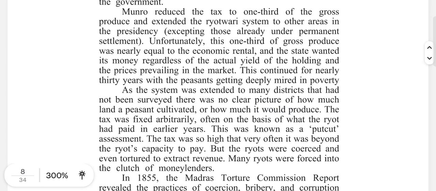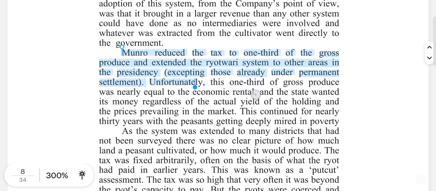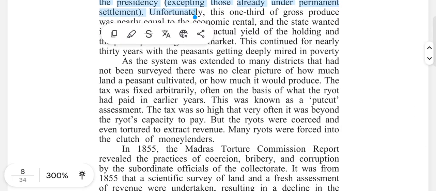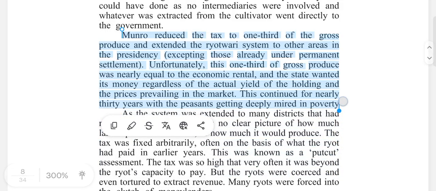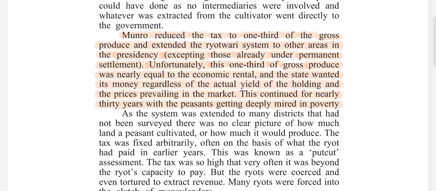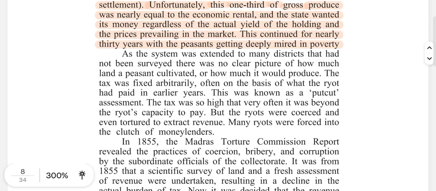Munro reduced the tax to 1/3 of the gross produce and extended the ryotwari system to other areas in the presidency, excepting those already under permanent settlement. Unfortunately, this 1/3 of gross produce was nearly equal to the economic rental, and the state wanted its money regardless of the actual yield of the holding and the prices prevailing in the market. This continued for nearly 30 years, with the peasants getting deeply mired in poverty.